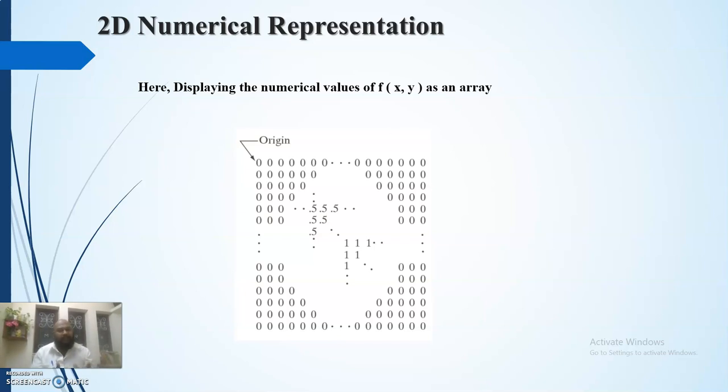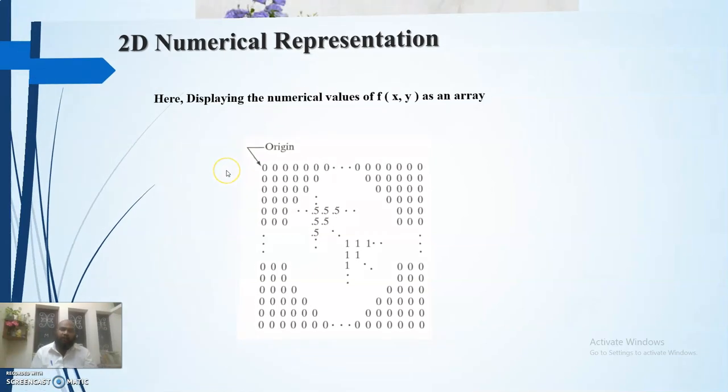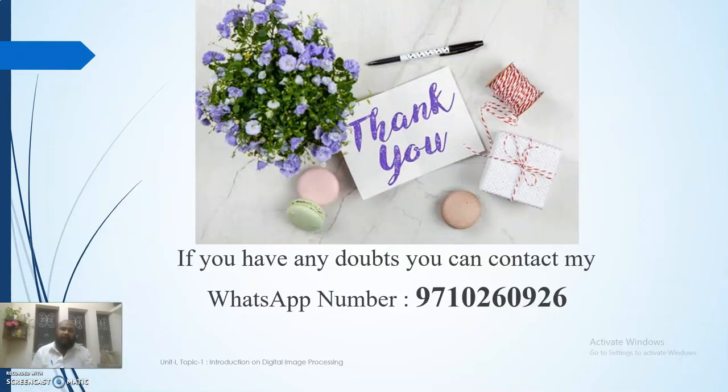So like that, in digital image representation we have three types of image representation. One is 3D pictorial representation, next one 2D pictorial representation, and third one 2D numerical representation. So I think we have got an idea about digital image representation.